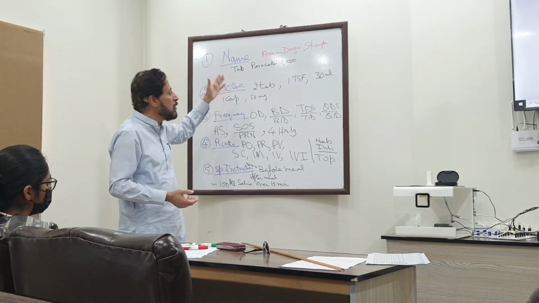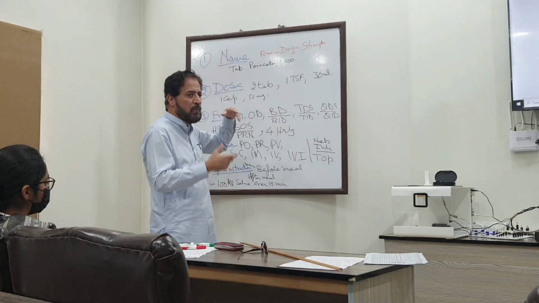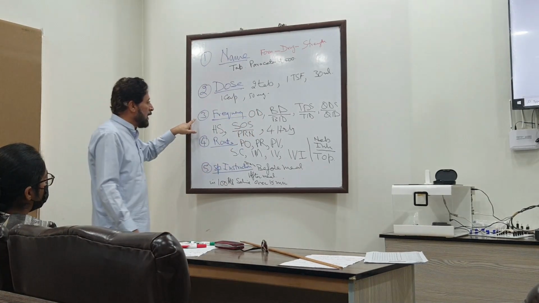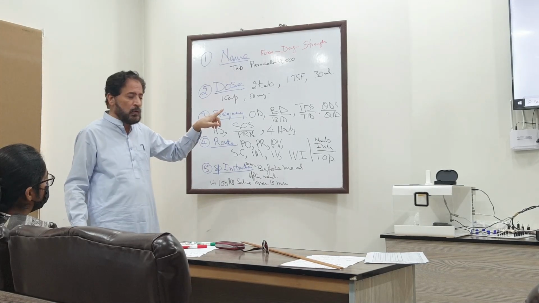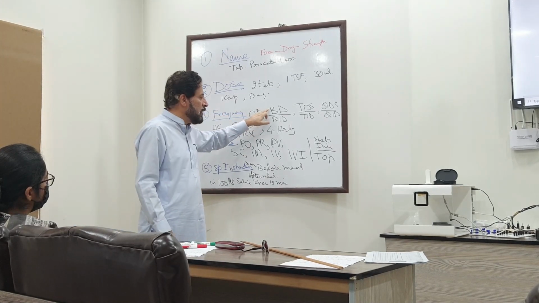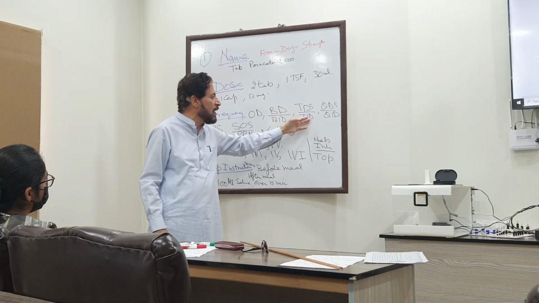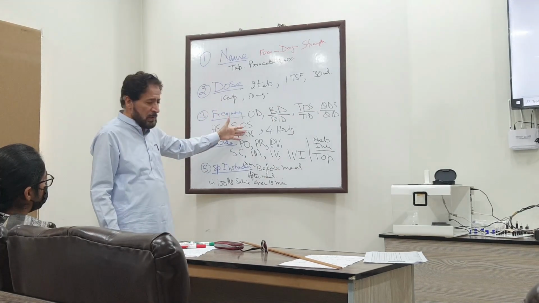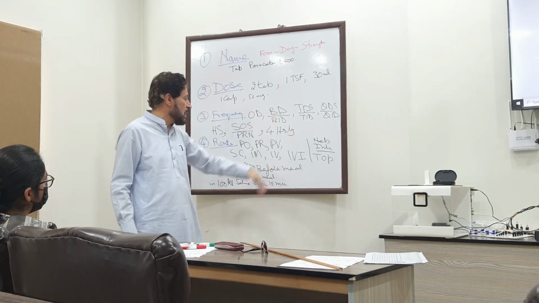What is the dose? Do you want to give 1 tablet, 2 tablets, 30 ml, 1 capsule? Right? Then frequency. How often? Do you want to give OD daily, BD that is twice, TID thrice, QID 4 times a day, only at bedtime, whenever required, 4 hourly, etc.